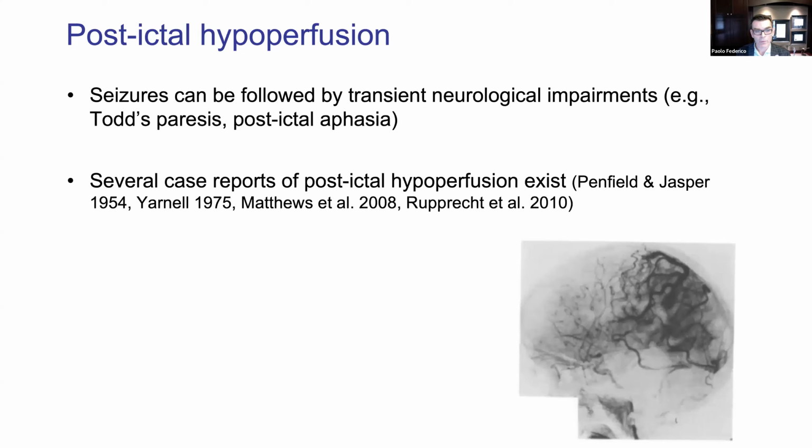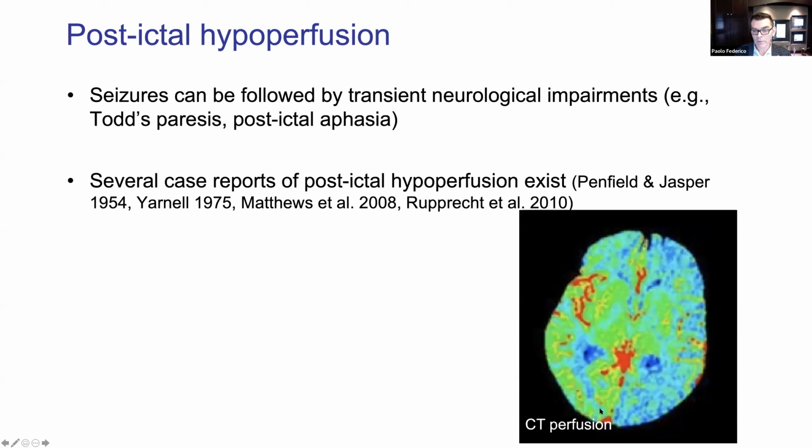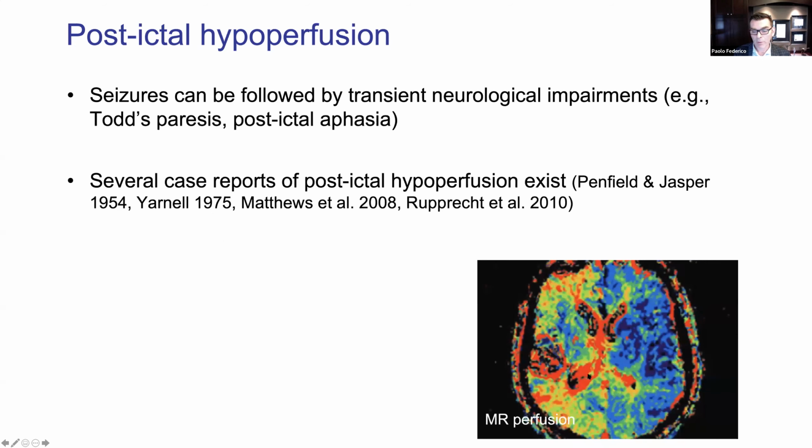But then a case report in 1975 of a patient that had prolonged Todd's paresis, who had a cerebral angiogram performed during that time, showed reversible vasoconstriction in the hemisphere contralateral to the paretic limb. And subsequent case reports using CT perfusion also show hemispheric hypoperfusion contralateral to the paretic limb in someone with a prolonged Todd's paresis. And MR perfusion techniques in another case report show that as well. So these few case reports show that post-ictal hypoperfusion can exist in patients with very significant Todd's paresis.